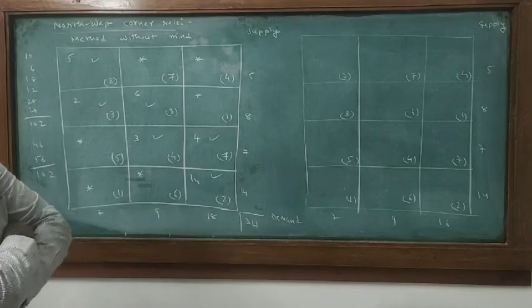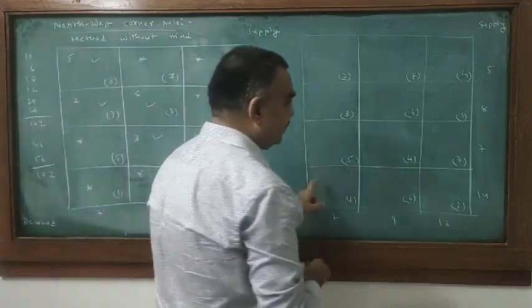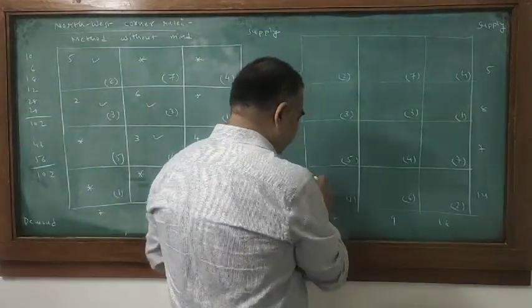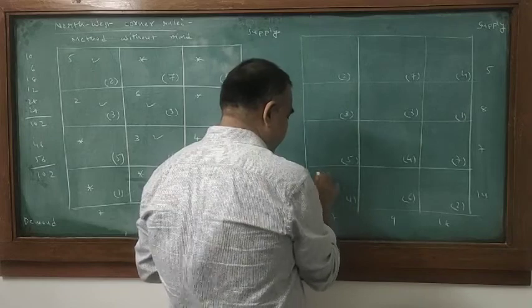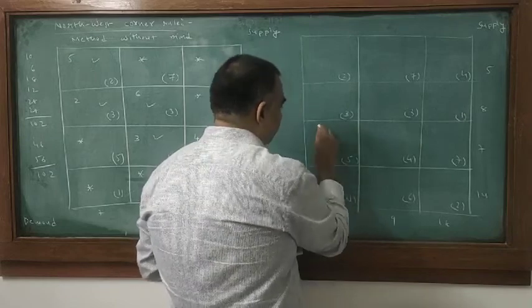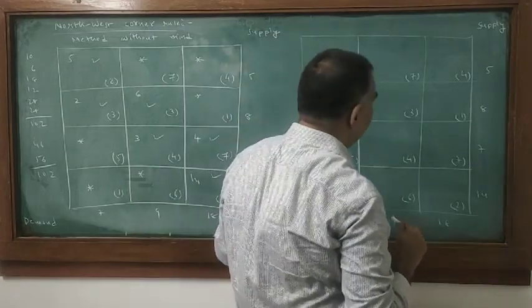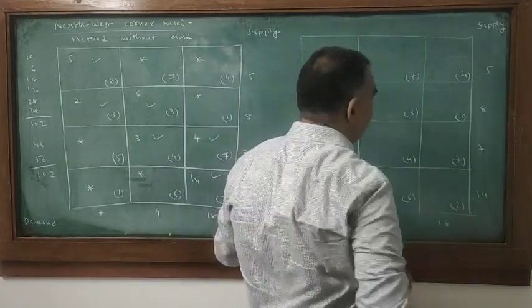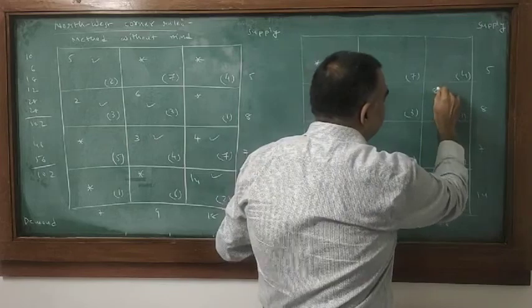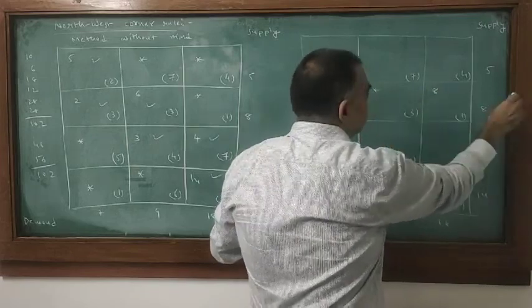Now the minimum one is at 2 places, so I supply it here. It means it is 7, and therefore done. 10, 8 and therefore this is done.